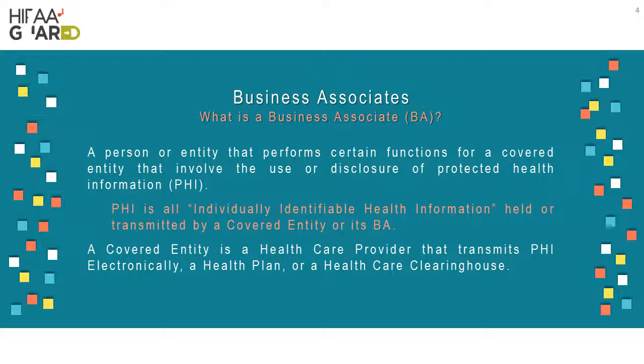Remember, a business associate who may enter into an agreement with the health facility includes a person or entity that performs certain functions for the covered entity that involve the use or disclosure of protected health information. Remember, PHI is all individually identifiable health information held or transmitted by a covered entity or its business associate. A covered entity is a healthcare provider that transmits PHI electronically, a healthcare plan, or a healthcare clearinghouse.